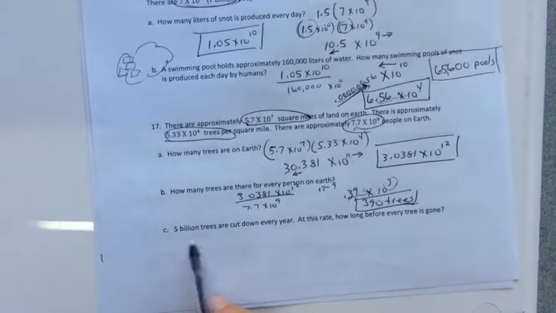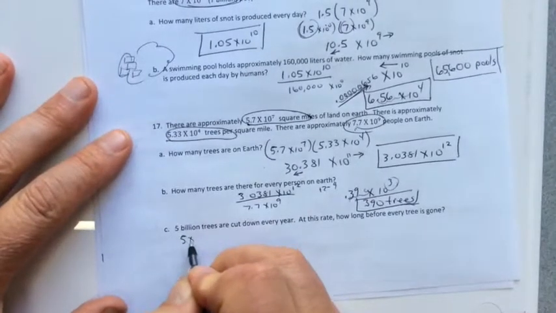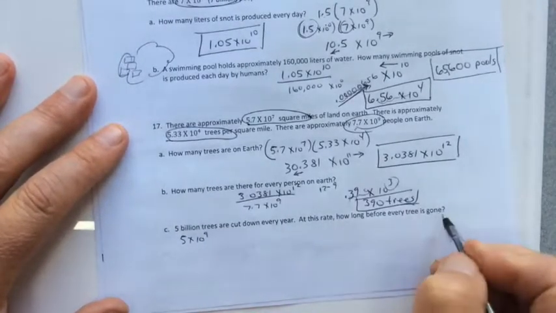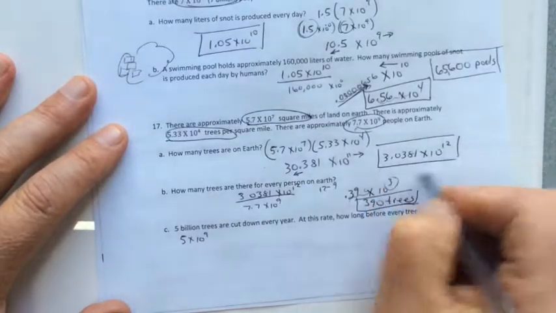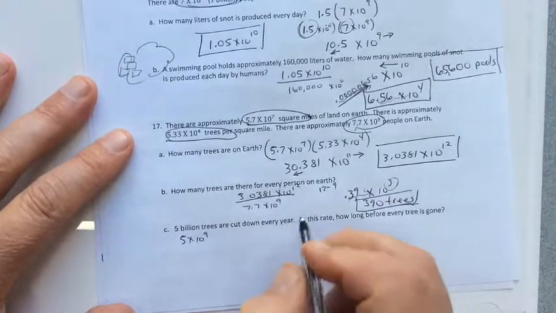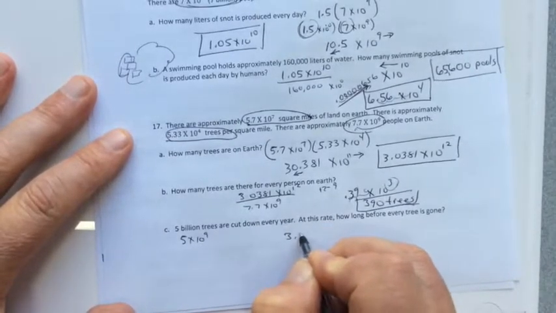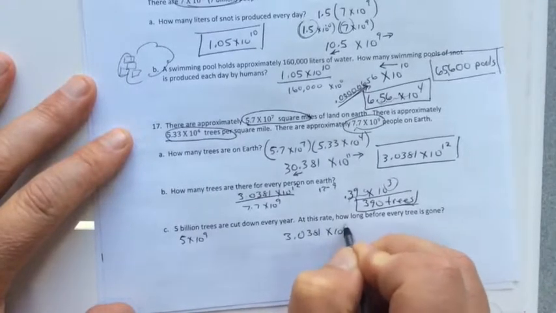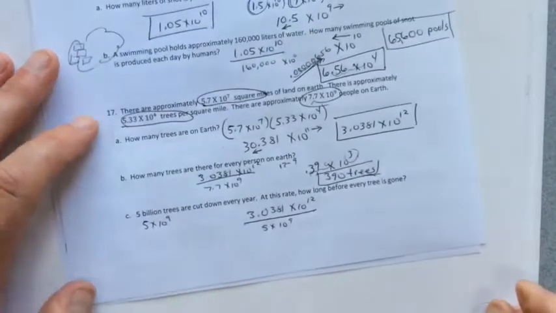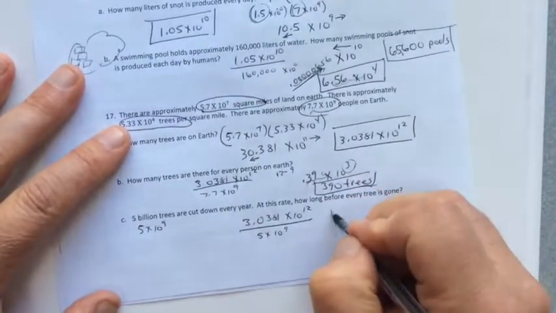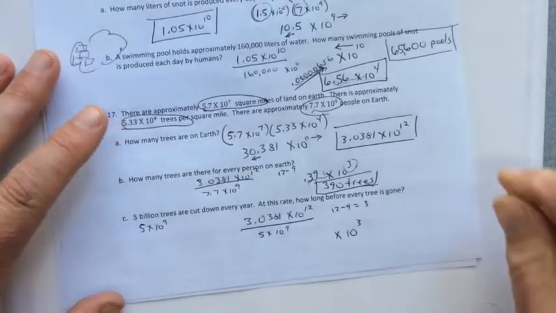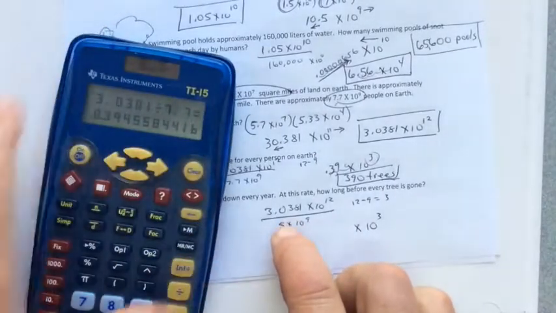Okay, 5 billion trees are cut down each year. That's 9 zeros. At this rate, how long is it before every tree is gone? We figured out how many trees there are, and we're cutting them down this much a year. If we divide those two numbers, we'll know how long it takes. 3.0381 divided by 5 times 10 to the 9. I already know that division is subtract, so 12 minus 9, the power is 10 to the 3. Now I'm going to use my machine for the other part.